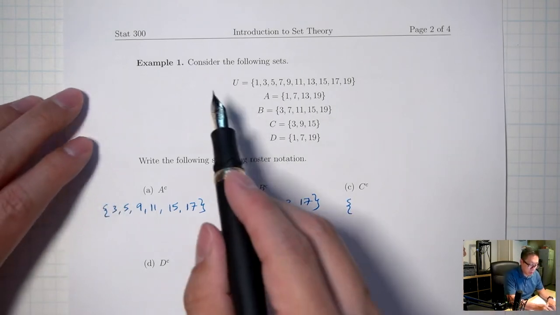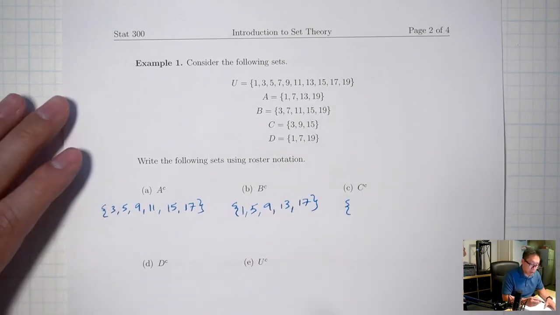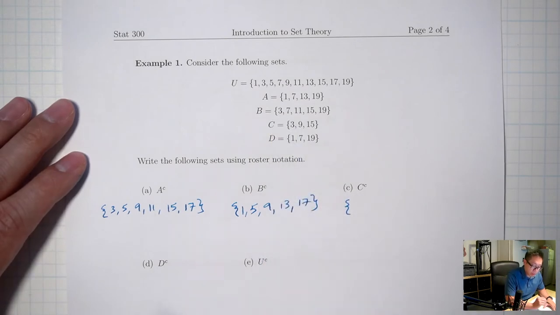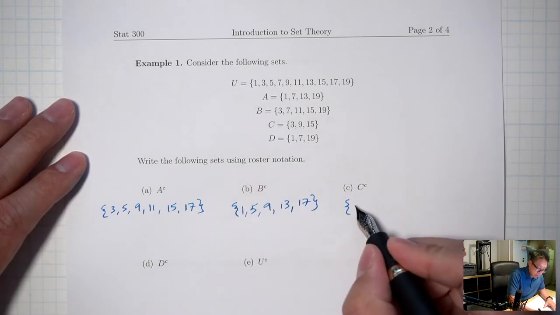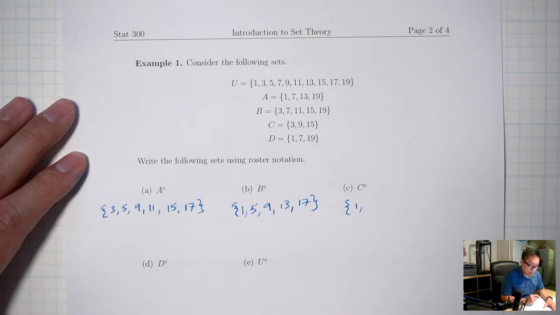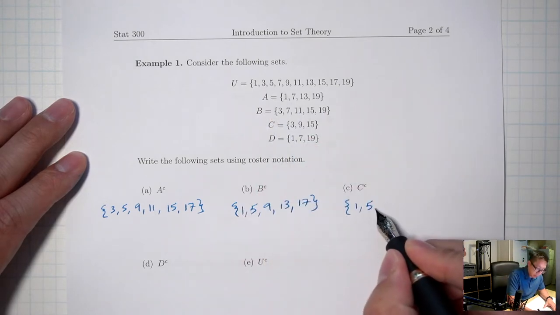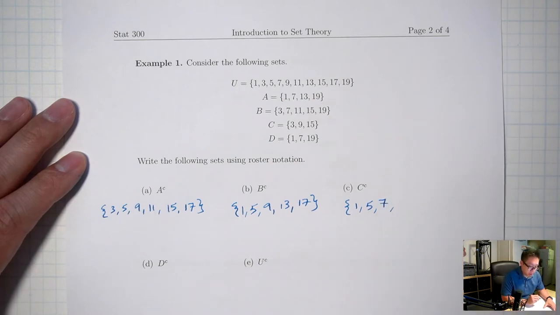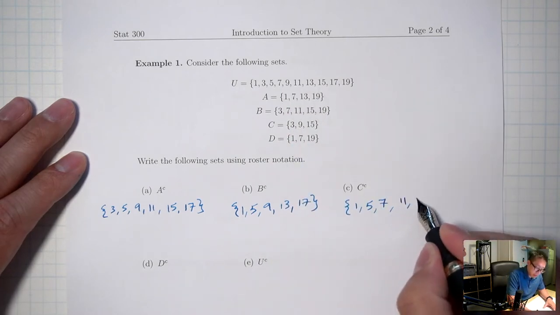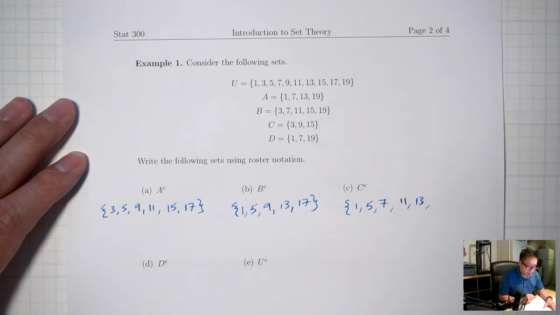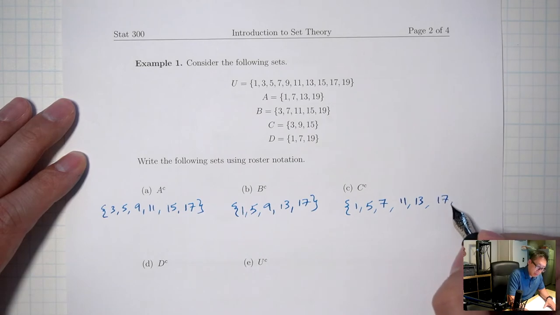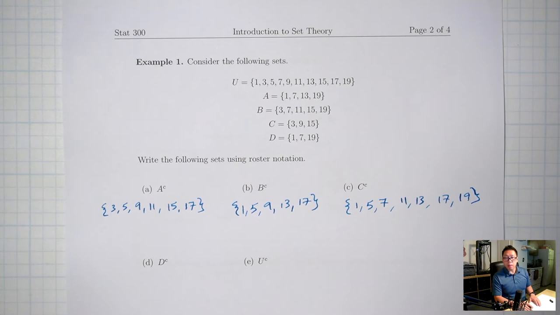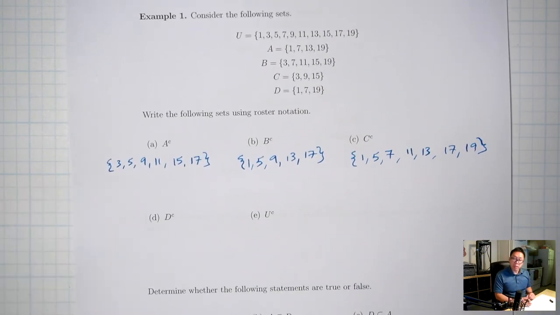Next up is C complement. Okay, go through your universal set and just list out all the numbers that are not in C. So what's not in C? 1. What else? 5. And also 7. What else? 11 and 13. What else? 17 and 19. And that's C complement.